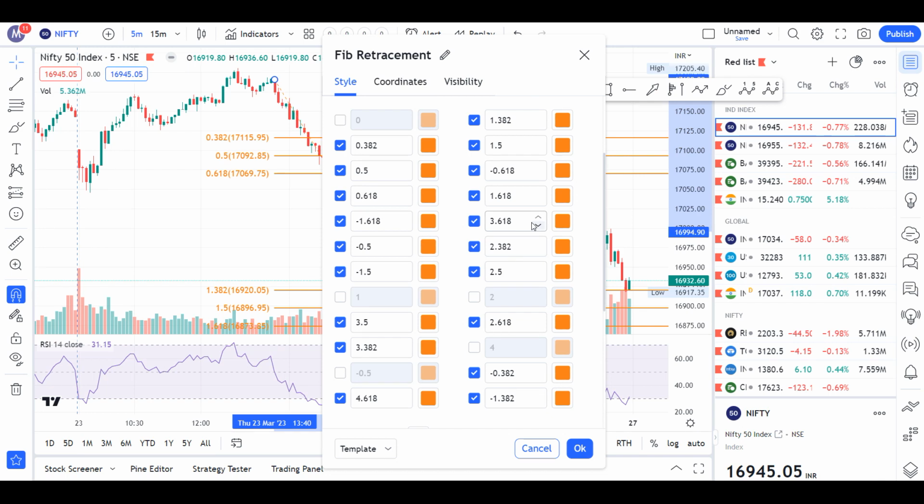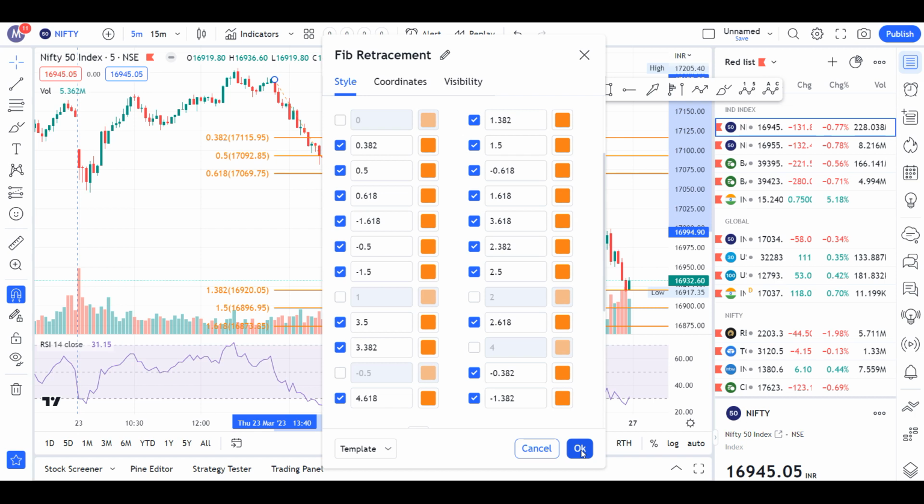The same thing has to be followed again and again with the same settings. So basically 1.618, 1.5, 1.382, then 2.382, 2.5 and 2.618. That is what we are plotting the levels for. So this is what we have done on the Fib retracement settings.